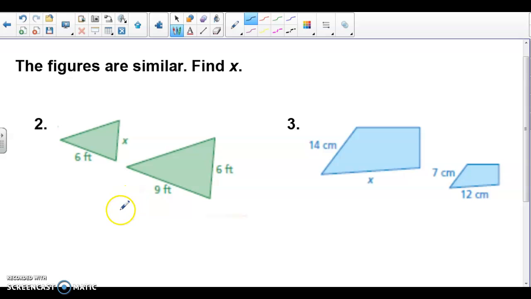Alright, and hopefully we're all set now. So what we're going to do now is I'm going to do this one over this one. So I'm going to say x/6. You might have done this a different way, but hopefully we get the same answer. So x/6 and then 6/9. And then if I cross multiply here, I get 9x equals 36. And if you divide both sides by 9, you'd get x equals 4. So x equals 4 feet.